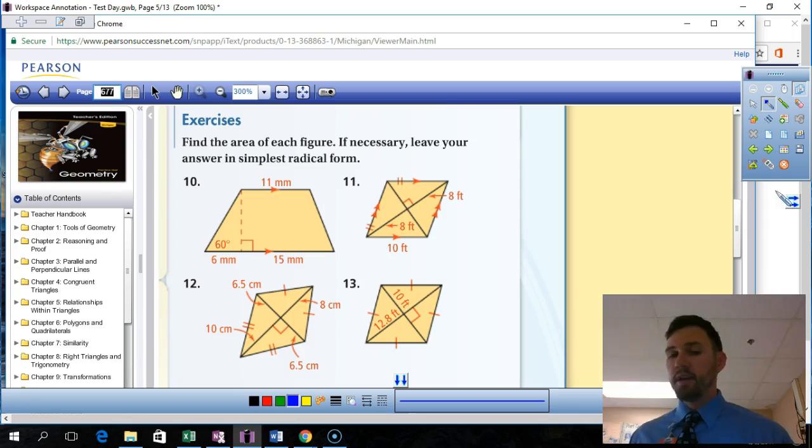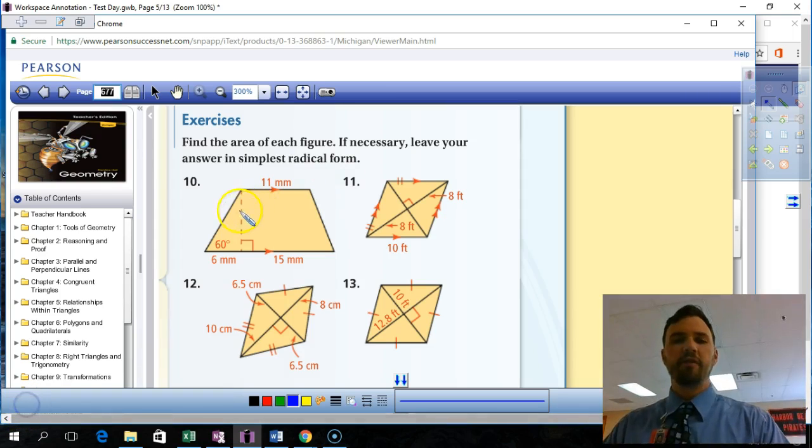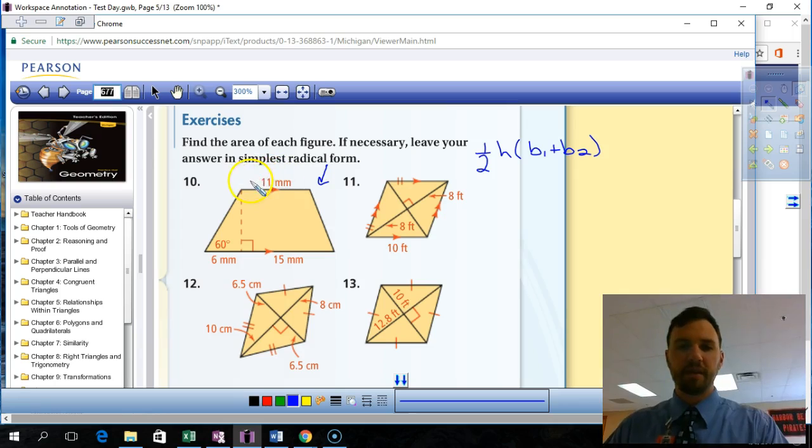Now we have to find the area of this trapezoid. Mamma mia, and there's trig involved. In order to do this one, first I need to figure out what kind of shape that is. Well, that's a trapezoid. For this trapezoid, I'm going to use 1/2 my height times base 1 plus base 2. So now I need to find this stuff. According to this, my base 1 is 11. My base 2 is 21, because it's both those combined.